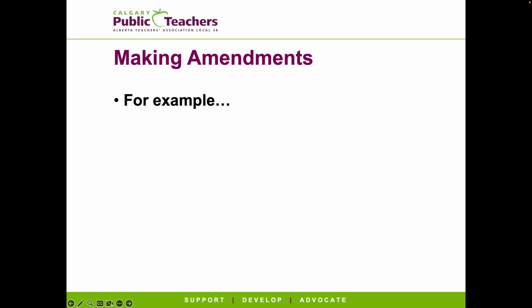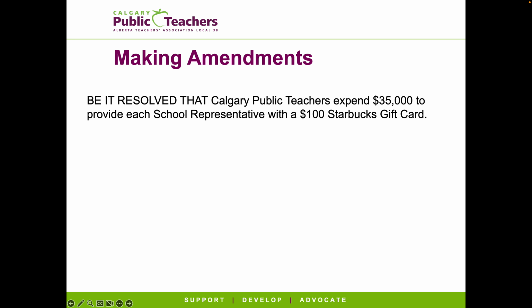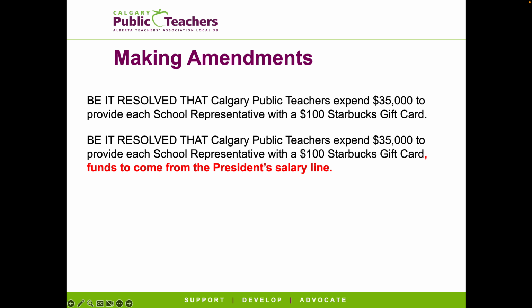So let's see what that looks like. For example, if somebody makes a motion, be it resolved that Calgary Public Teachers expend $35,000 to provide each school representative with a $100 Starbucks gift card. Somebody might rise and make an amendment to that motion. Moved to amend by adding the words, funds to come from the president's salary line.